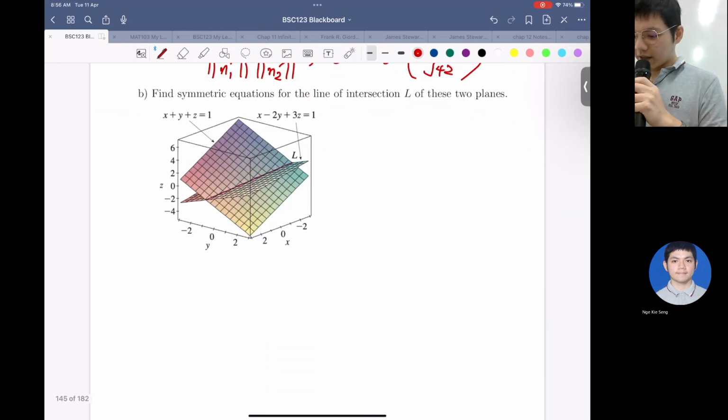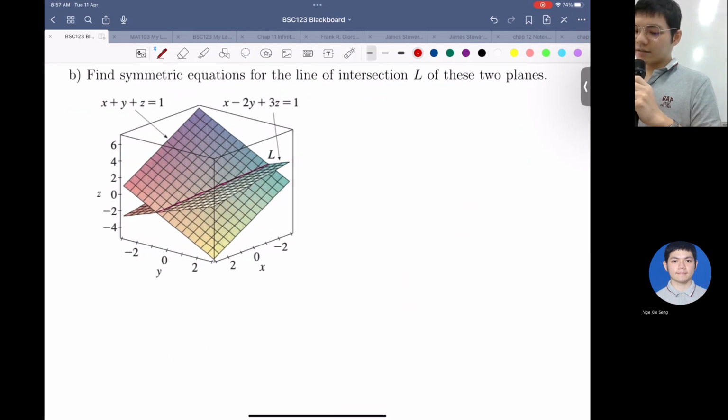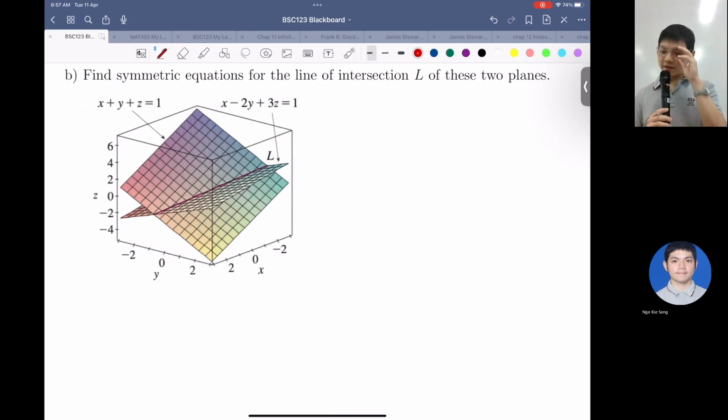Okay, so next, I think this one is a bit harder. Try and think about how to find this. Find the symmetric equation for the line of intersection L of these two planes. So you are given two plane equations, and you have to find the line of intersection. You need a line, right? So what do you need? You need a vector and a point. So how to find that vector? What's the relation between this vector and the two planes?